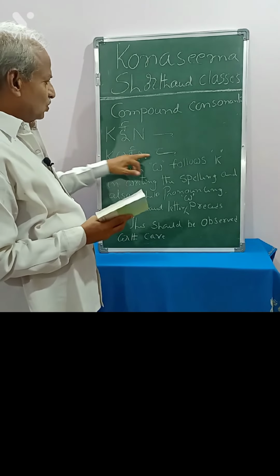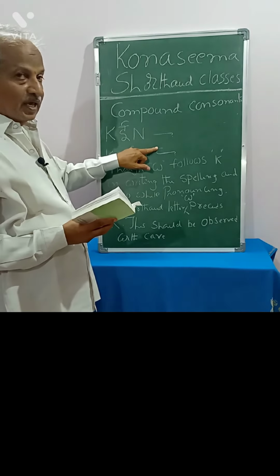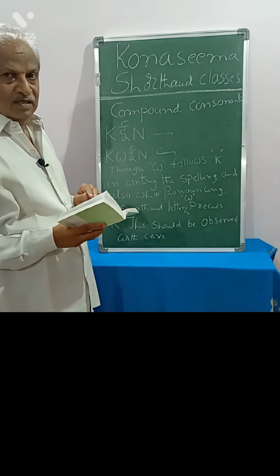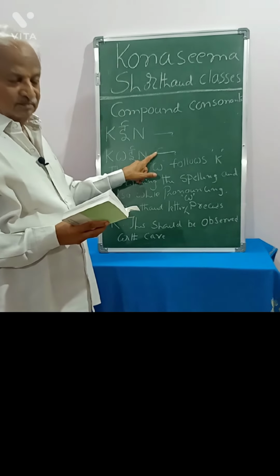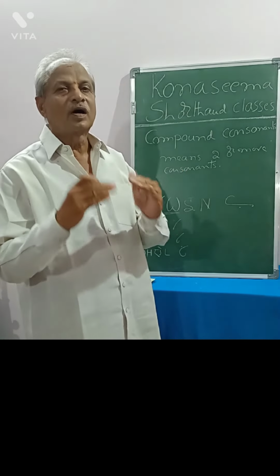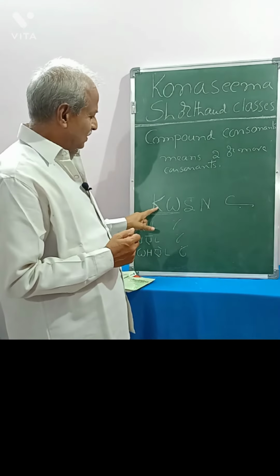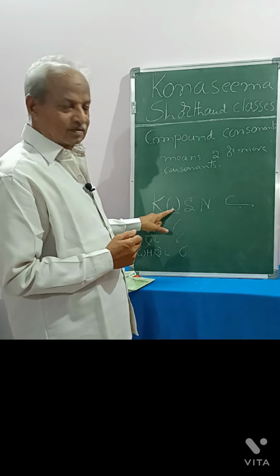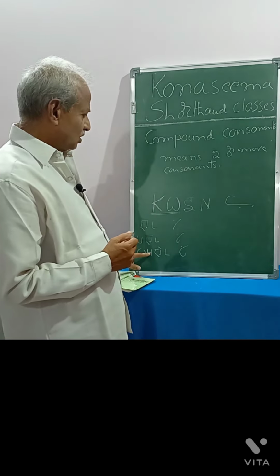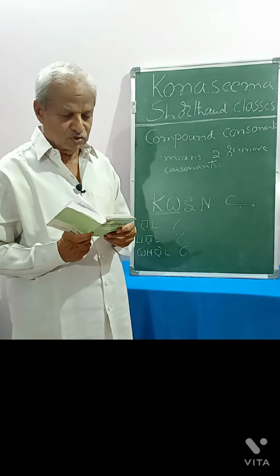A large initial hook adds W to K and gay. Examples: keen, queen, Gwyn. Compound consonant means two or more consonants. You see, this is one consonant and this is one consonant. Like that, this is one consonant, this is one consonant. Like that.